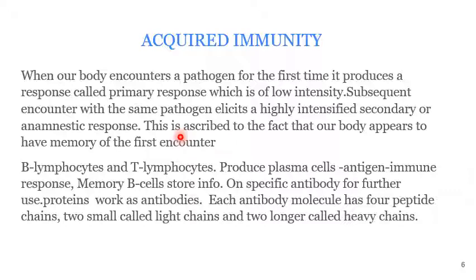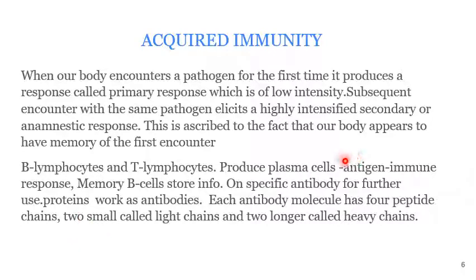So our body can recognize what kind of pathogen has occurred, and for that there will be definite defense in the body. Especially two types of cells called B lymphocytes and T lymphocytes. These are present in our bloodstream. They are the major cells to produce the antibodies. They produce what's called the plasma cells, and these plasma cells will have antigen immune response.